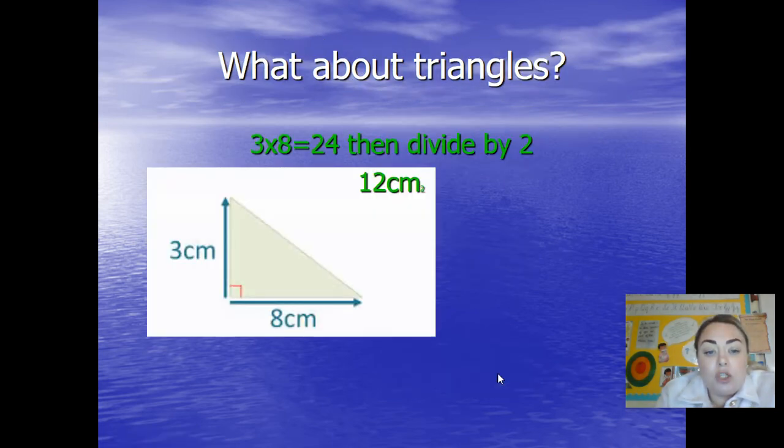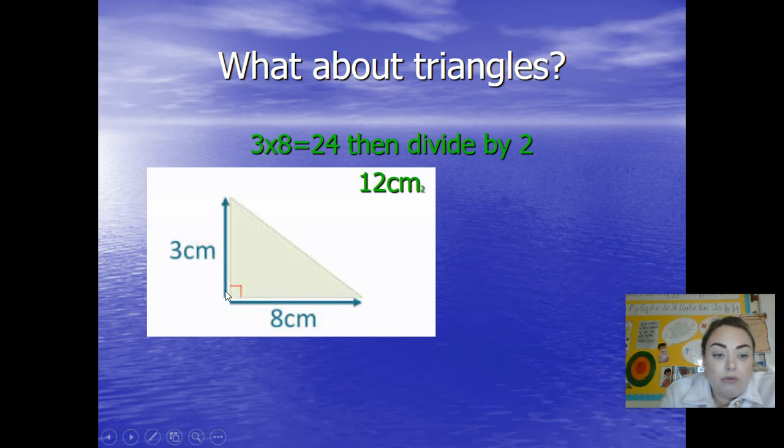What about triangles? Triangles are the same because when we use squares or rectangles, we can always cut a square or a rectangle in half from corner to corner to give us a triangle. So you can see here, I've got 3 centimetres and 8 centimetres. Now that would be if this shape was extended and made into a rectangle, so across and down. Now a triangle is only half, so we are going to be halving or dividing by 2 at some point.